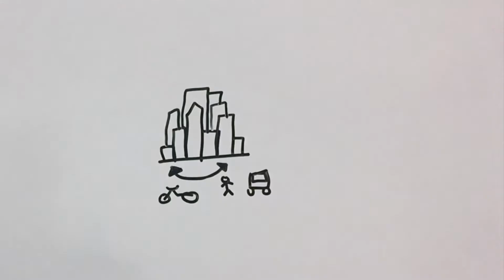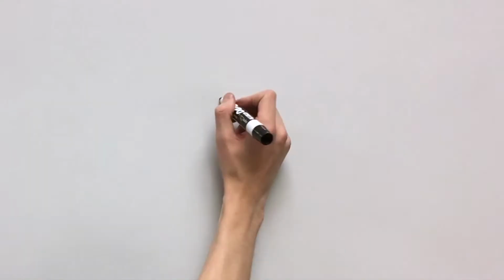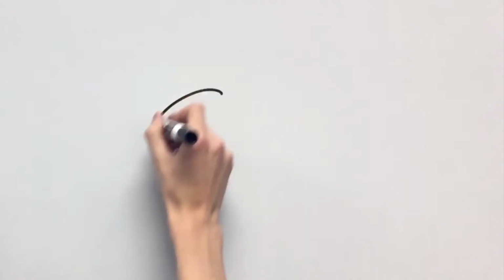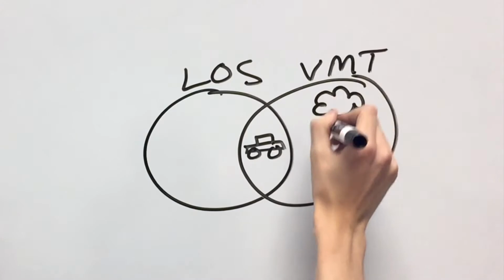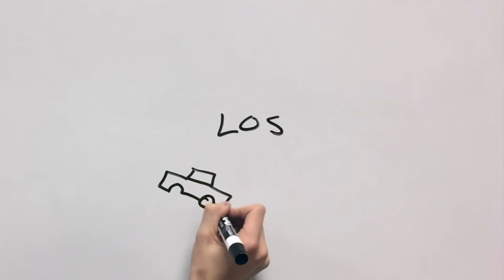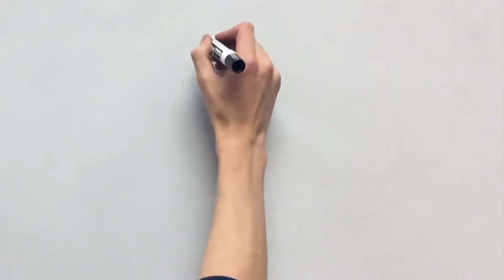And unlike level of service, VMT does not encourage extra driving, and therefore has a better chance at curbing traffic congestion. Plus, we can tackle problems other than congestion, such as eliminating greenhouse gas emissions and making roads safer for pedestrians. To sum up, level of service seems to be doing a good job in reducing traffic, but it fails to address the bigger picture of congestion.